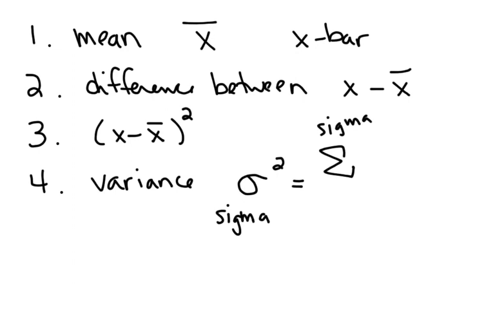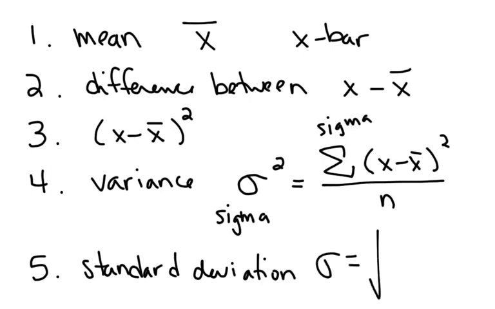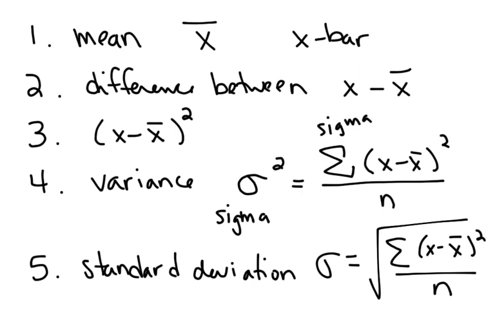In mathematics, that funky symbol means to add. So it says add all the squares and divide that by the number of data points in your set of data. To find the standard deviation, all you have to do is take the square root of that answer. And I know this looks like a bunch of funky symbols, but when you see it all set up in a chart, it won't look so daunting.